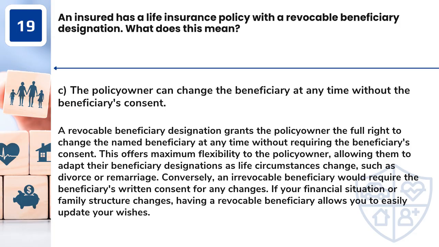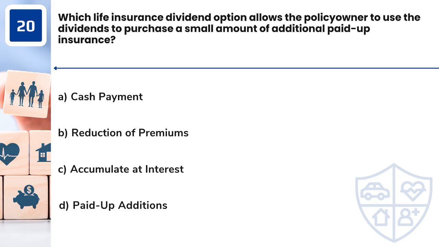Conversely, an irrevocable beneficiary would require the beneficiary's written consent for any changes. If your financial situation or family structure changes, having a revocable beneficiary allows you to easily update your wishes. Question 20. Which life insurance dividend option allows the policy owner to use the dividends to purchase a small amount of additional paid-up insurance? A. Cash payment. B. Reduction of premiums. C. Accumulate at interest. D. Paid-up additions.